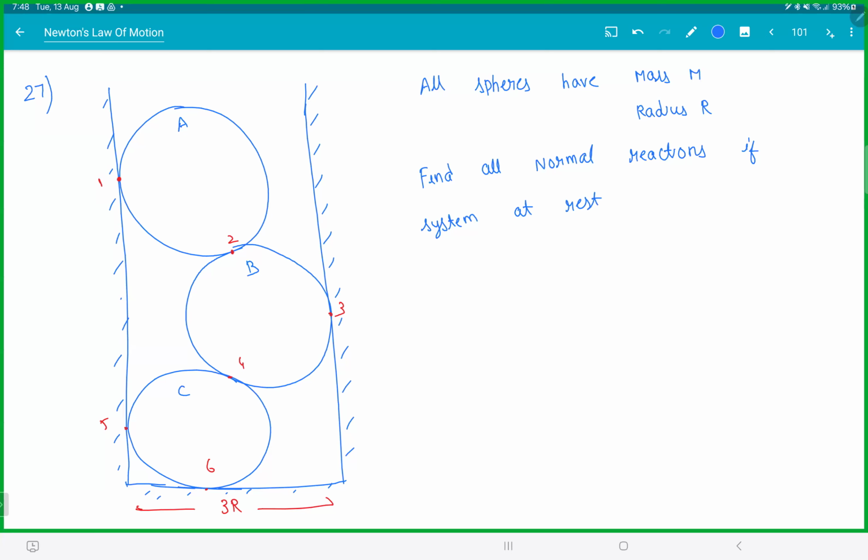Let's get them. We have drawn the FBD for this. You have three spheres of the same mass, same radius. The distance between the walls is 3r, and they're like this in equilibrium. Think how will you do this? It's a good one. This is a kind of question you can get in a paragraph, matrix matching, or more than one choice question.